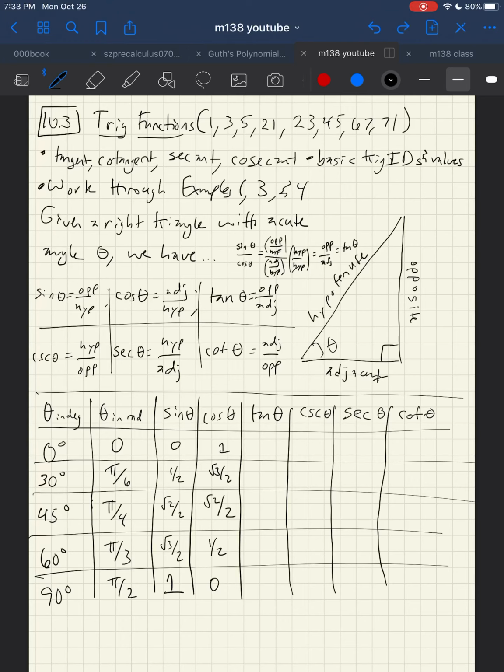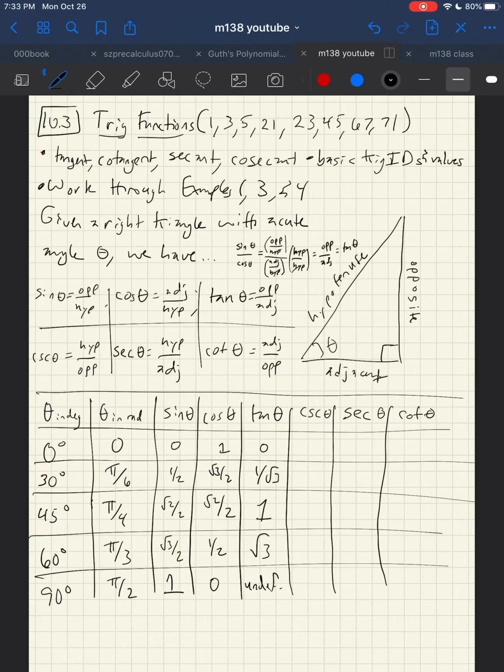Okay, so if tangent is sine over cosine, we've got 0 divided by 1, and that is 0. Then we've got 1/2 divided by root 3 over 2, which is 1 over root 3. We've got root 2 over 2 divided by root 2 over 2, which is going to be 1. We've got root 3 over 2 divided by 1/2, and that's root 3. And finally, we've got 1 divided by 0. Well, we can't divide by 0, so we just say undefined.